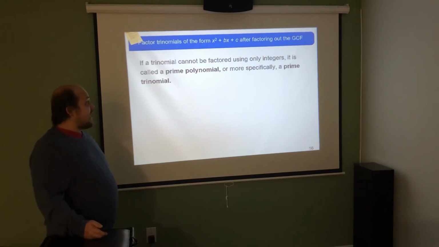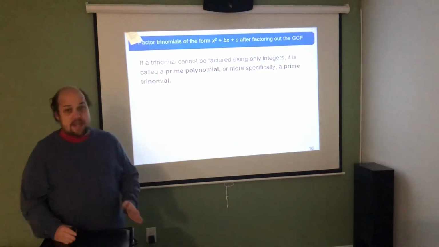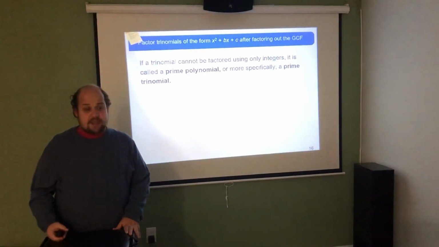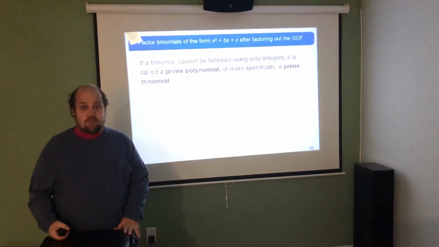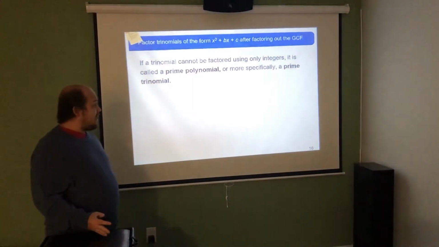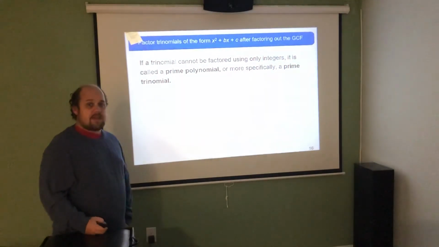If a trinomial cannot be factored using only integers, it is called a prime polynomial, or more specifically, a prime trinomial. So I went out of my way not to give you these questions, I'm pretty sure, in Cengage. If you get to one that can't be factored, you would call it prime, and I believe that's included in the instructions. It's possible I have one in there that you have to say is prime, but I'm pretty sure that I tried not to pick those questions.